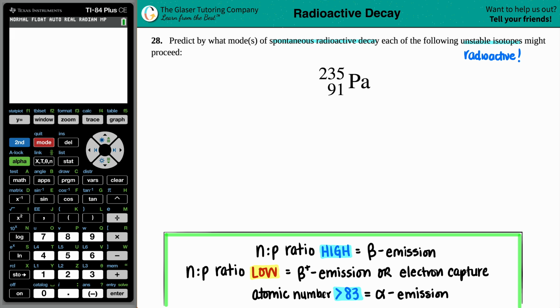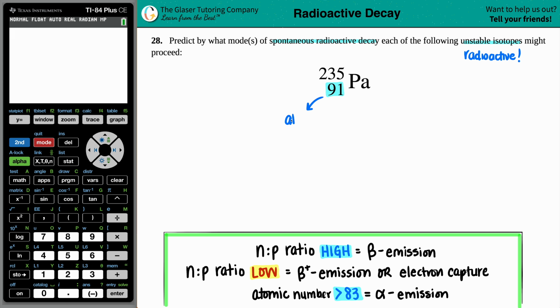Now the first thing is, always look at that atomic number. Big nuclei, atomic numbers that are greater than 83, have to lose a lot of mass very fast. So alpha emission is the key, because an alpha particle is just a helium nucleus. You lose 4 mass numbers and you lose 2 atomic numbers in one go. So you're losing a lot of stuff quickly, more quickly than a beta emission, positron emission, or an electron capture can give you.